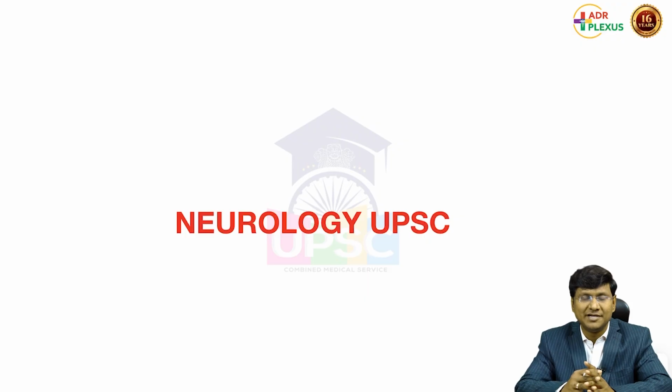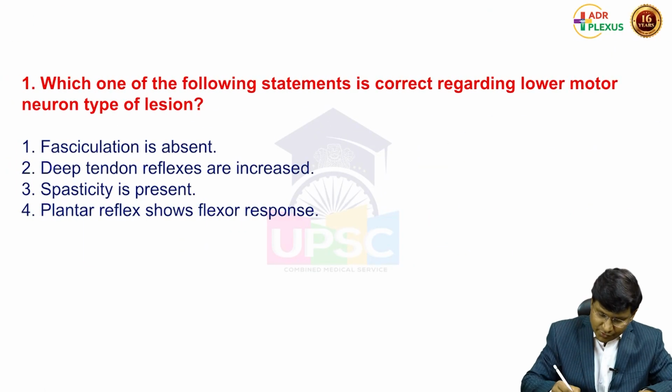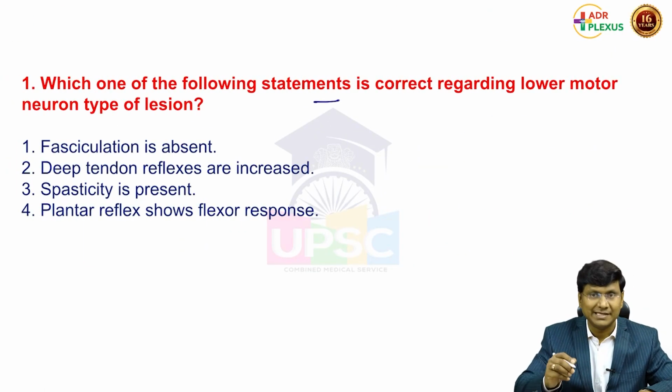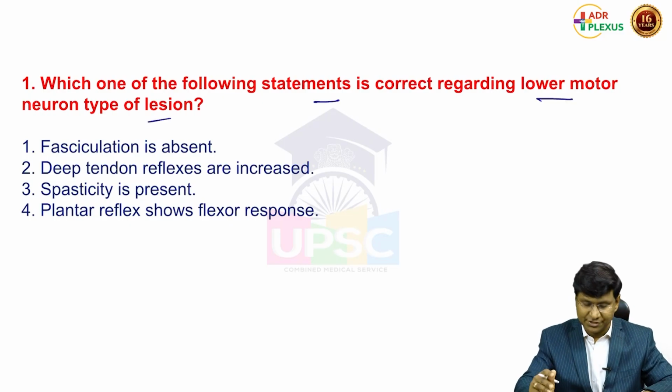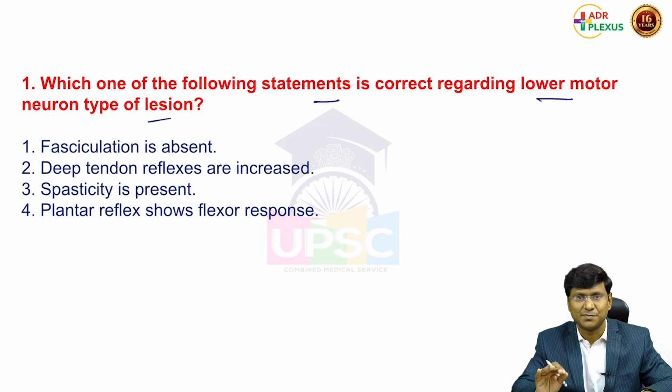In this session, I will be discussing the neurology questions of the UPSC. These questions were asked previously in the UPSC exams, and they are completely from the neurology chapter. Starting with the first question: which of the following statements is correct regarding the lower motor neuron type of lesion? Fasciculation is absent, deep tendon reflexes are increased, spasticity is present, plantar reflex shows the flexor response.